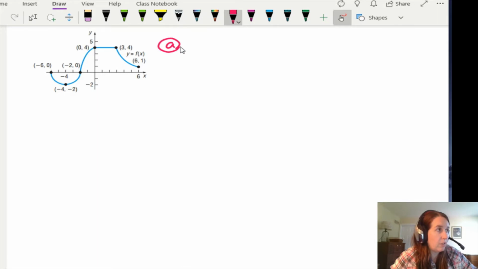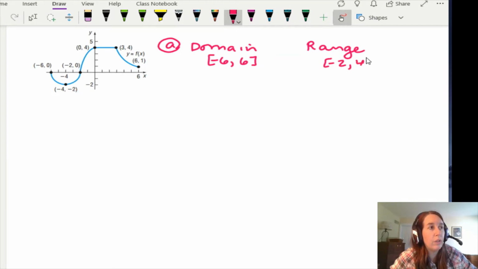All right, so when we start doing these problems, usually the first thing that we're going to be asked is for the domain and the range. Okay. So the domain in this case is the x values from left to right. Notice that -6 is the lowest x value, and 6 is the highest x value. The range is the y values from bottom to top. So the lowest y value here is -2, and the highest y value here is 4. I'm going to use brackets on all of these because all those dots are filled in, so they include the values.